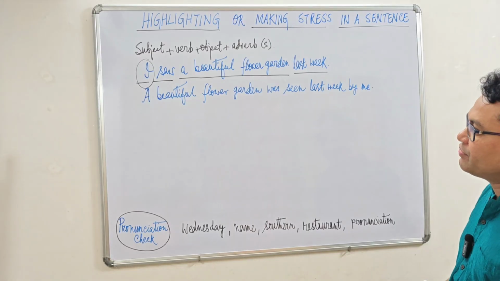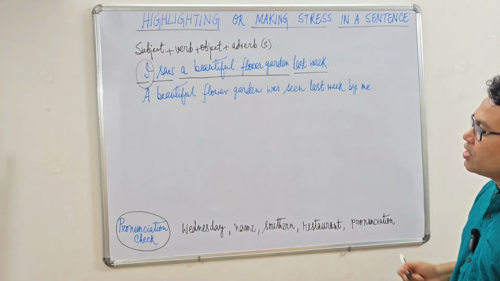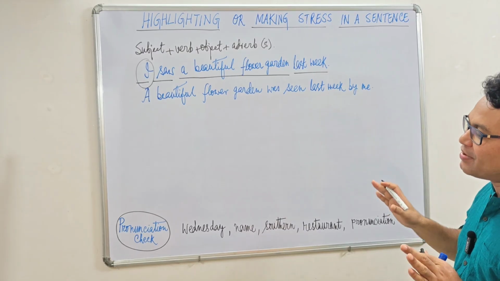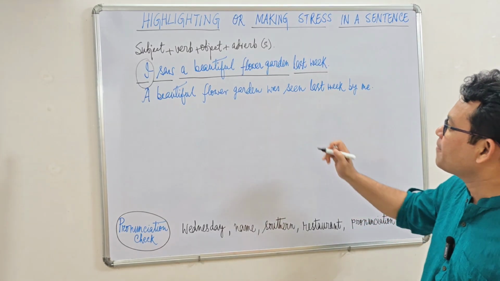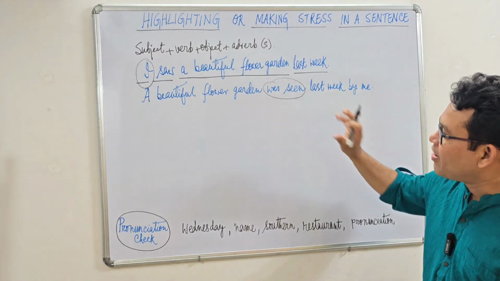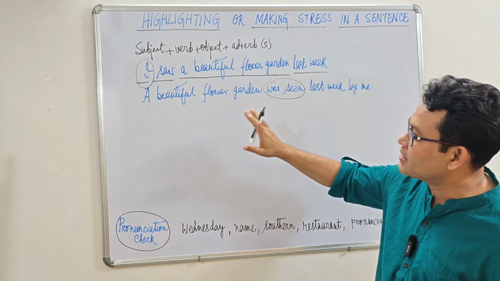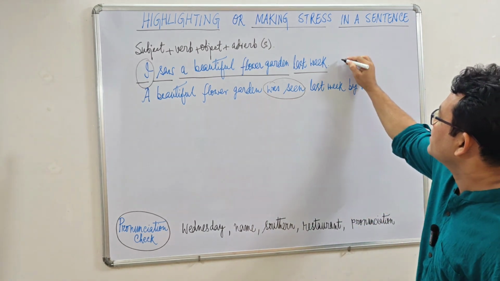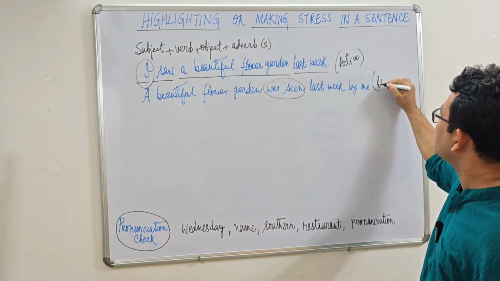It will no longer remain on the subject. Now look at the passive sentence: A beautiful flower garden was seen last week by me. In this sentence, the emphasis is shifting and it is falling on the action, on the verb group was seen. It is no longer on the subject or the object. So this is active voice, this is passive voice.